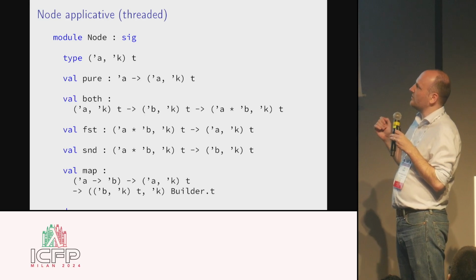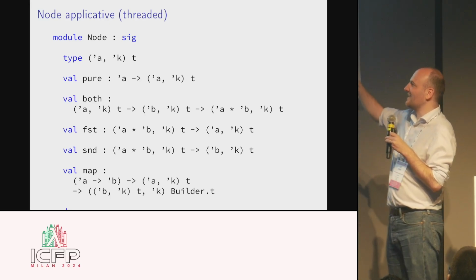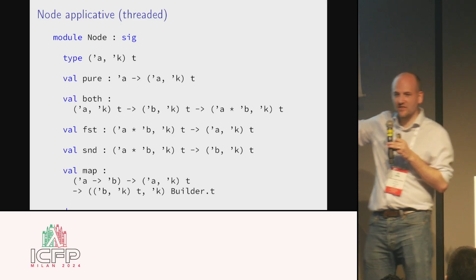And modulo that difference, this is just the applicative interface. I've been ignoring laws in the discussion so far. It has the same laws as the applicative, just slightly adjusted because there's a monad.